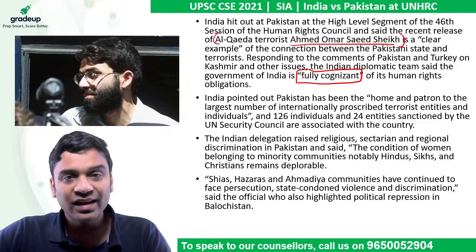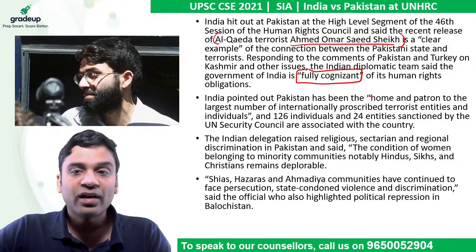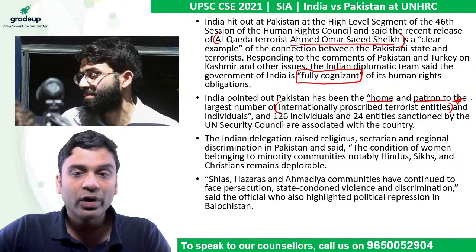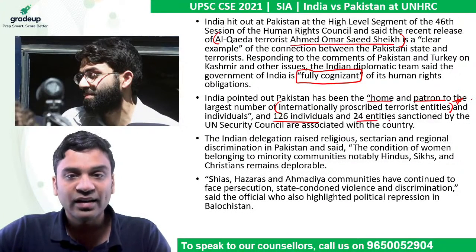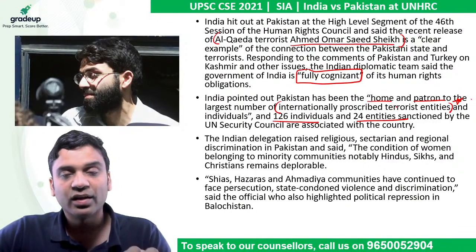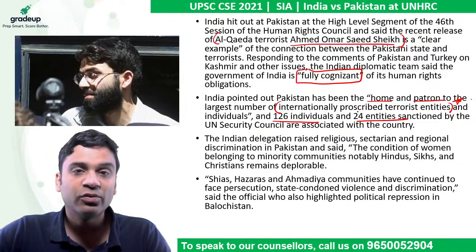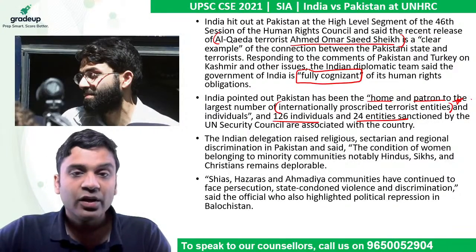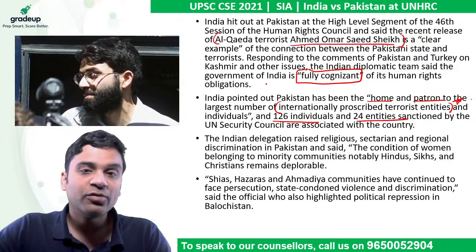And India instead pointed out that Pakistan is the home and patron of the largest number of internationally proscribed terrorist entities. Almost 126 individuals and 24 entities are sanctioned by the UNSC. UNSC comes up with resolutions and sanctions. So 126 individuals and 24 entities are presently in Pakistan. Okay, nobody knows, he was involved in the killing of Daniel Pearl.